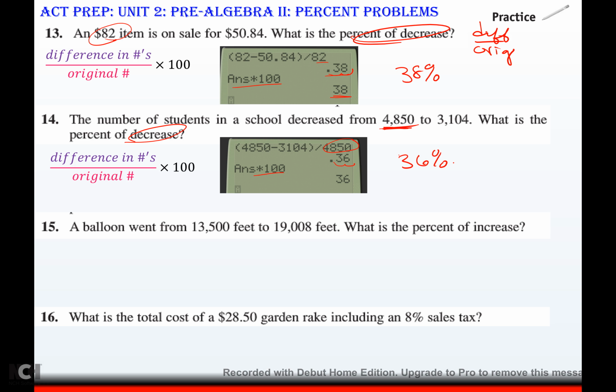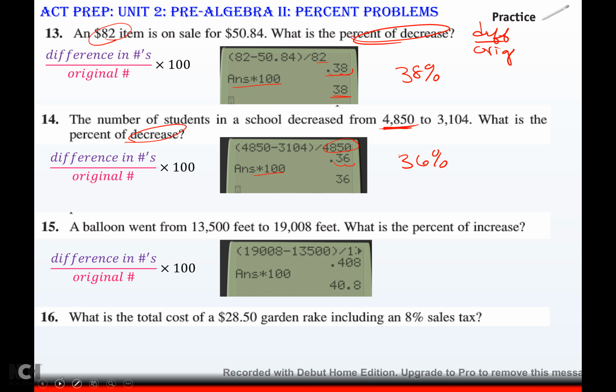15. A balloon went from 13,500 feet to 19,008 feet. What is the percent of increase? That's that family, the difference formula. So using parentheses, be careful, subtract, and you divide by the original, which was 13.5, and you get 4.408. Turn it to a percent, move it 2 places left, and you get 40.8%.